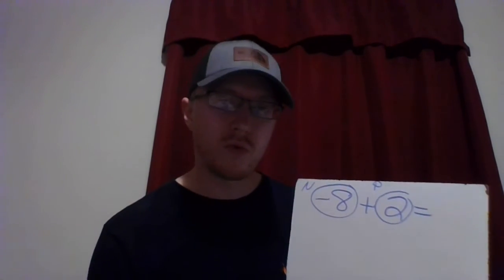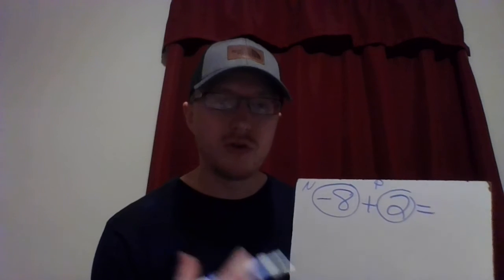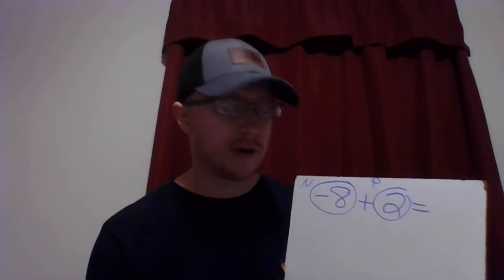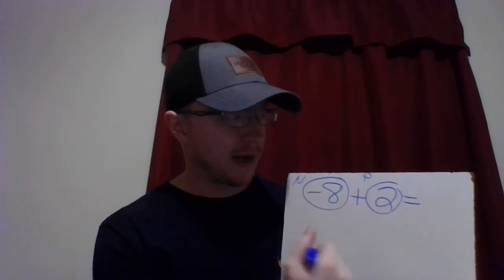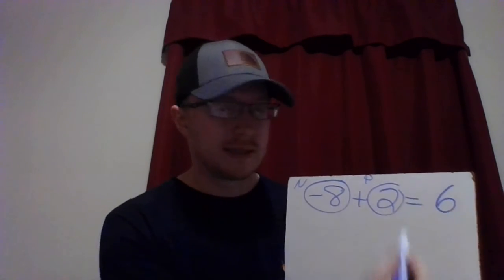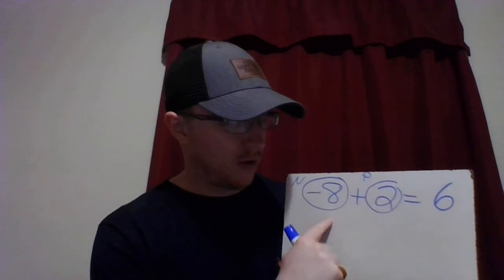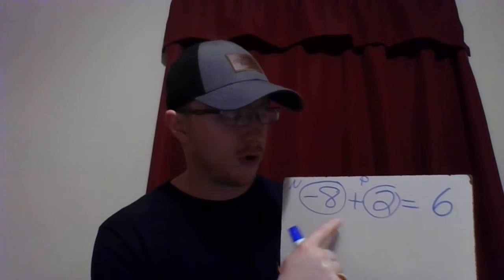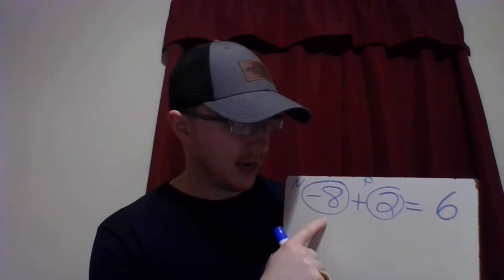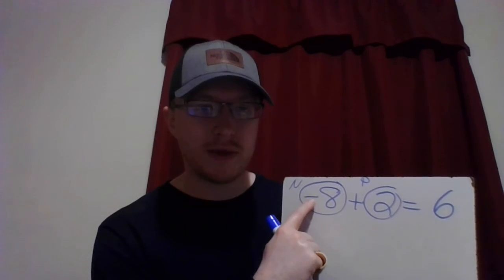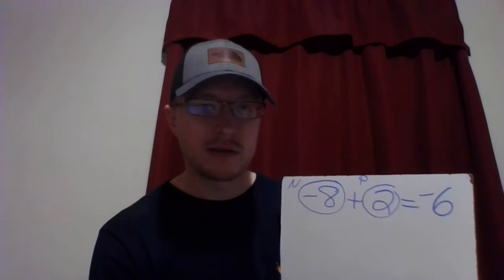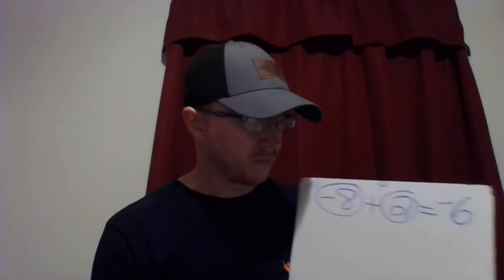So when our signs are different, what we do is we subtract, and then you want to keep the sign of the bigger number, or the one that's got the bigger absolute value. So 8 minus 2 gives us 6. 8 has a bigger absolute value. It's further away from 0 than 2. So since that has the bigger absolute value, we keep that sign. So our final answer would be negative 6. So that's really your two main rules.